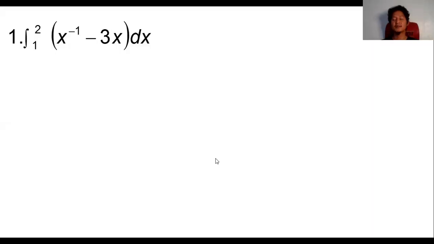Ito naman. Di ba kanina, we had an example wherein we just use the power formula. So what happens here na power naman, may power formula tayo, pero notice again, when the exponent of x is -1, anong gagamitin natin dito? Can we still use the power formula?